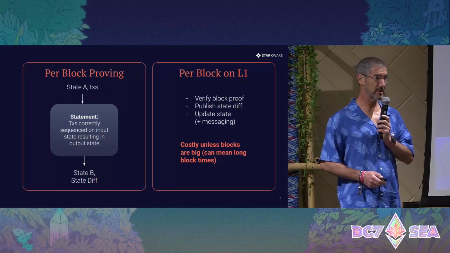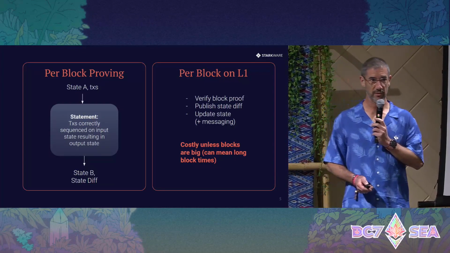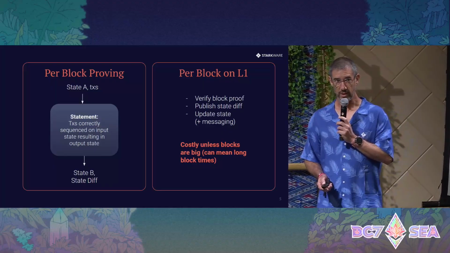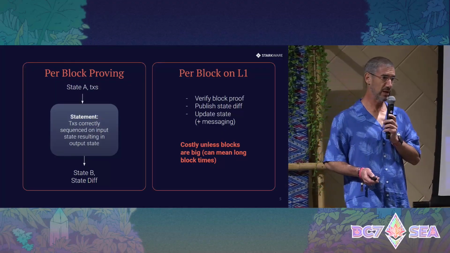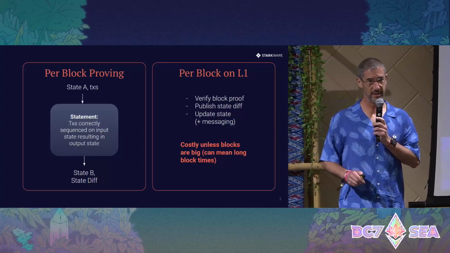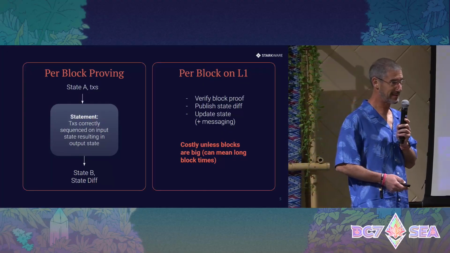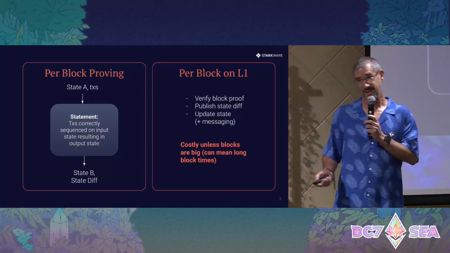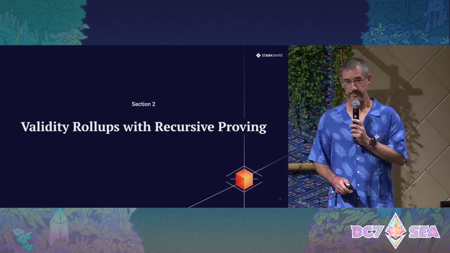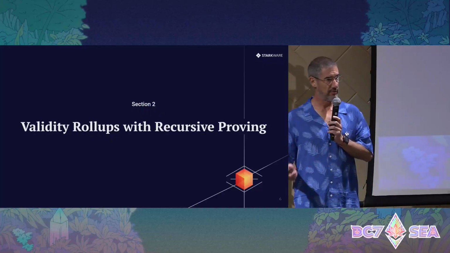As long as the blocks are significantly large, this is fine. But if we want just to have a few transactions per block on layer 2 or quick finality, this can become quite costly. So the basic validity rollup is good if you have either very large blocks or you have a lot of traffic and then you can still have a short finality on layer 2. Or you have long finality, then it becomes less costly, but it's less effective because you have long finality. Enter recursive proving. Recursive proving intends to reduce the overhead of verifying the proofs per block.